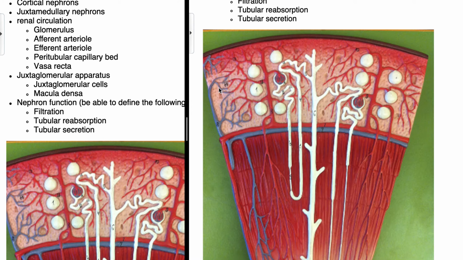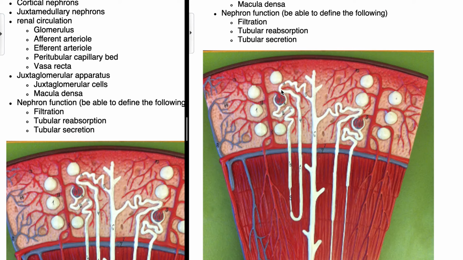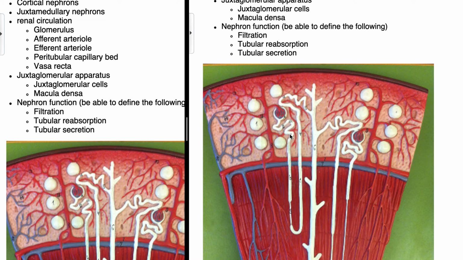I want you to know that conceptually, and I want you to know where it happens. Reabsorption is primarily happening at the proximal convoluted tubules. You're doing tons and tons of reabsorption, and what that means, the definition of reabsorption, is to remove things from the tubules and put them back into the blood. So reabsorption is sort of the opposite of filtration.